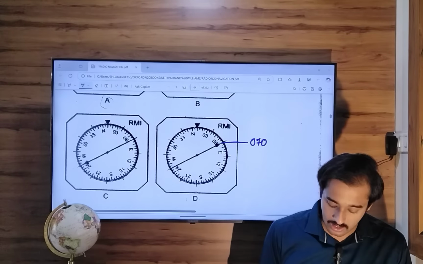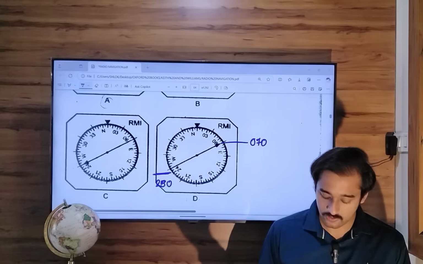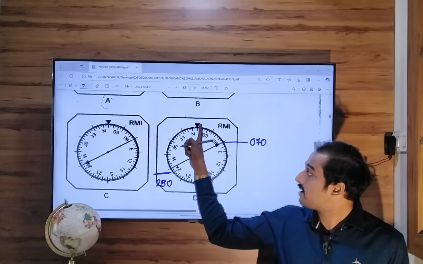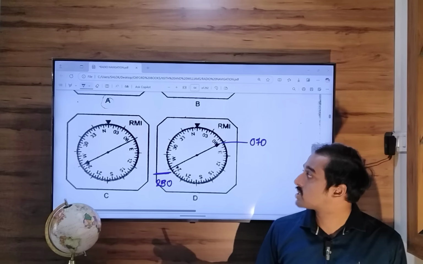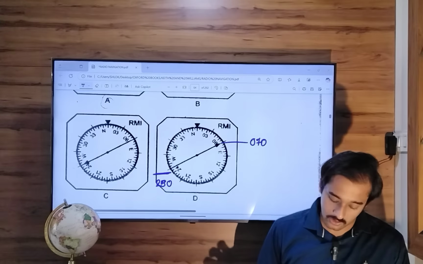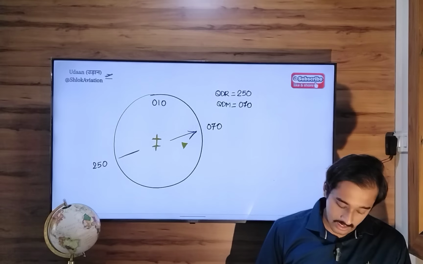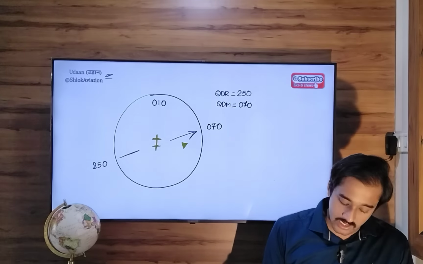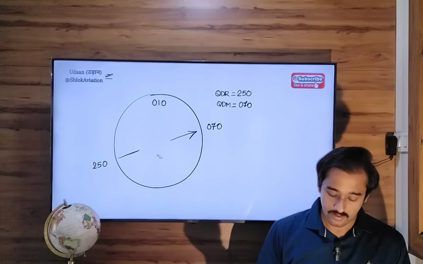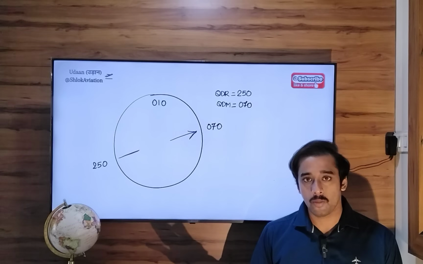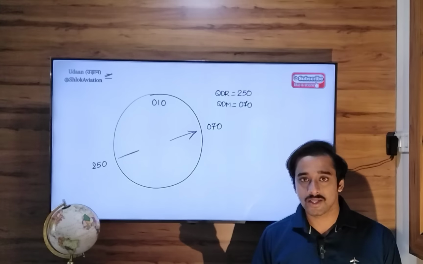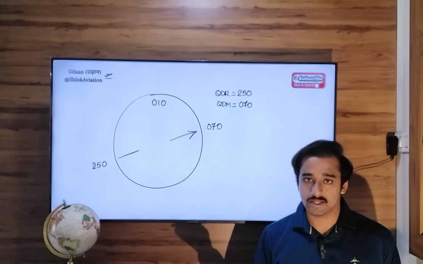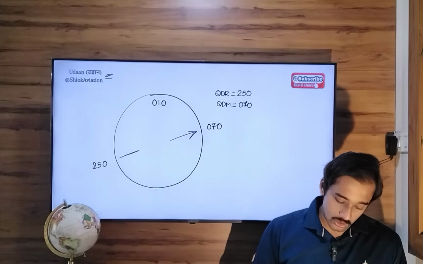A QDM of 070 and QDR or radial of 250, and a heading of 010. The one correction I have to make here is to erase this to and from indicator. Okay, in RMI you won't have to and from indication. You will only get heading information, the track towards the station, VOR or NDB station. Okay, let's go to the next question.